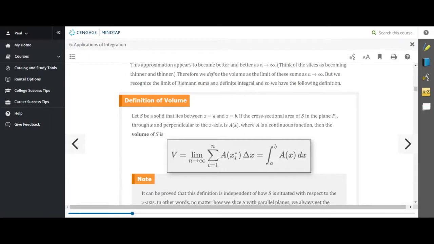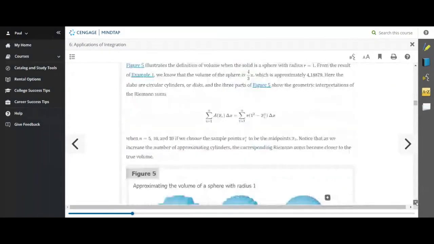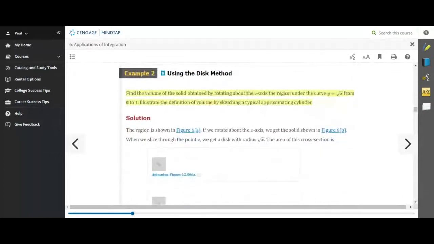All right, well, let's look at an example here. Let's look at an example. In example 2, they talk about using the disk method. Now, what's the disk method?